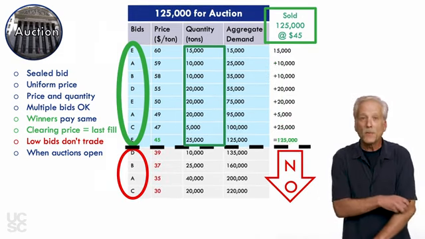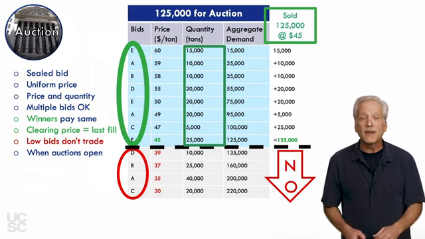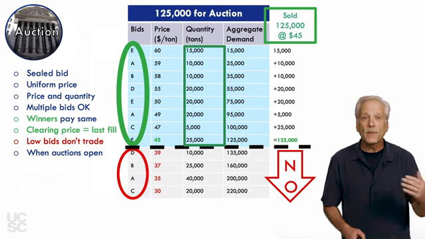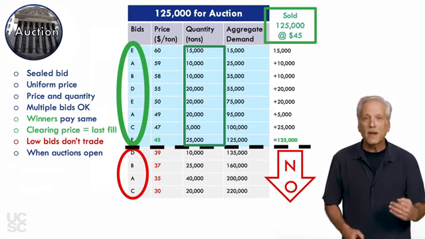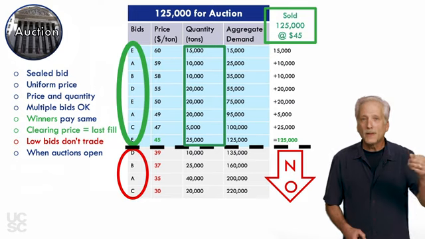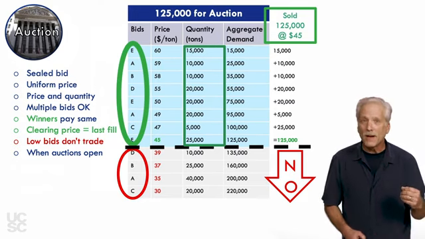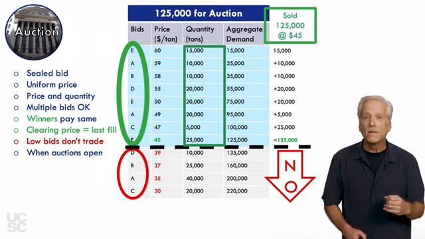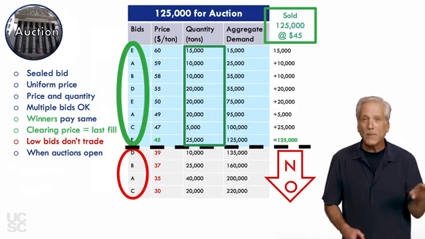So in this particular auction, we had 125,000 tons in aggregate that sold at 45 pesos. We have a number of other unfilled bids that did not buy allowances, right? They had better opportunities elsewhere. All of the winners paid the same price. Everybody who bid 45 or more paid 45. The bidder who put in 60, they paid 45. The bidder who put in 47, they paid 45. Everybody pays the same price.